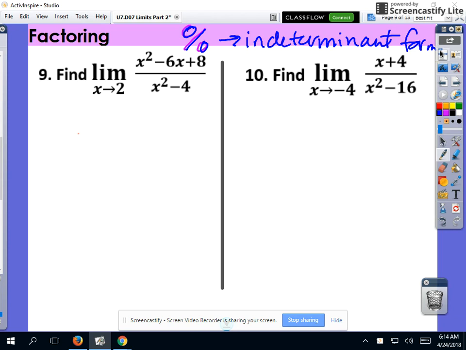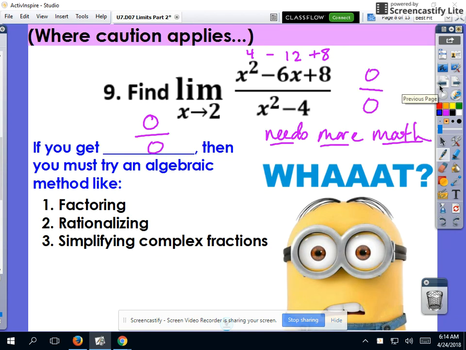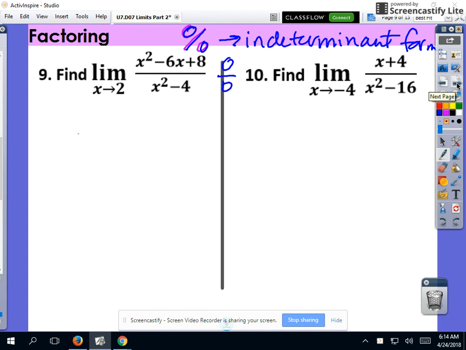Let's check and see if we have indeterminate form with number 2. This is exactly what we saw before. So we know that's 0 over 0. So that means more math required. Now, in looking at the different strategies, we have factoring, rationalizing, which means there's something with the square root, and simplifying complex fractions, that means there's lots of division lines. This looks to me like factoring. So let's go ahead and see if we can factor this.